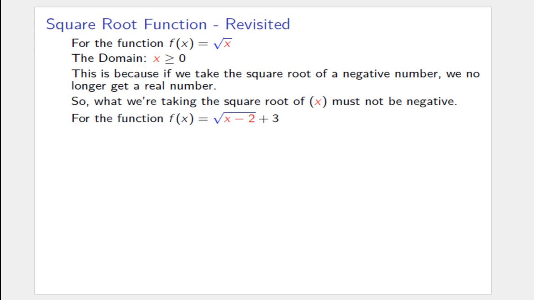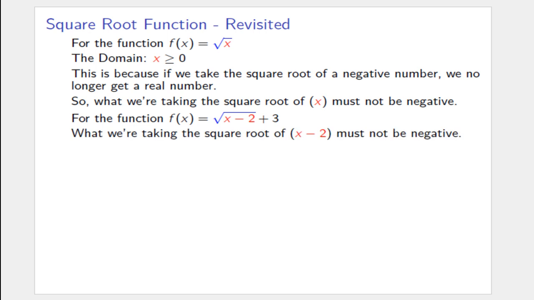And for the function f of x equals the square root of x minus 2 plus 3, we're taking the square root of x minus 2. So that must not be negative. In other words, x minus 2 must be bigger than or equal to 0. But this gives us our domain, which is that x must be bigger than or equal to 2.